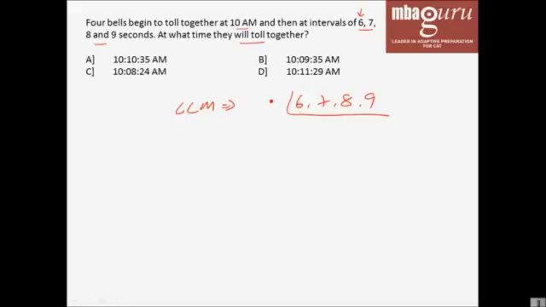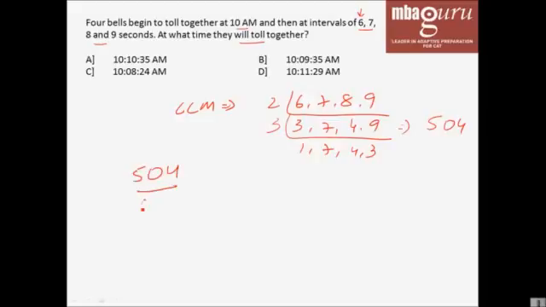Now 2 divides two numbers, 6 and 8, so you take 2, and you get 3, 7, 4, and 9. You just copy the numbers that don't get divided by 2. Now 3 and 9 are divided by 3, so you have 1, 7, 4, and 3. Now no number divides at least two of these four numbers, 1, 7, 4, and 3. So the LCM is you multiply all these numbers, 4 into 3 into 7 into 3 into 2, you get 504. So the bells will toll together after 504 seconds.